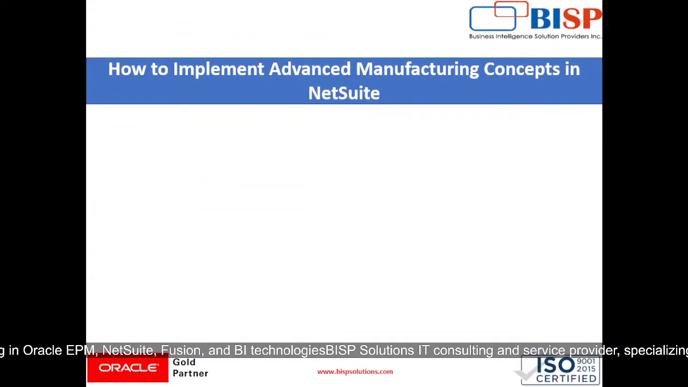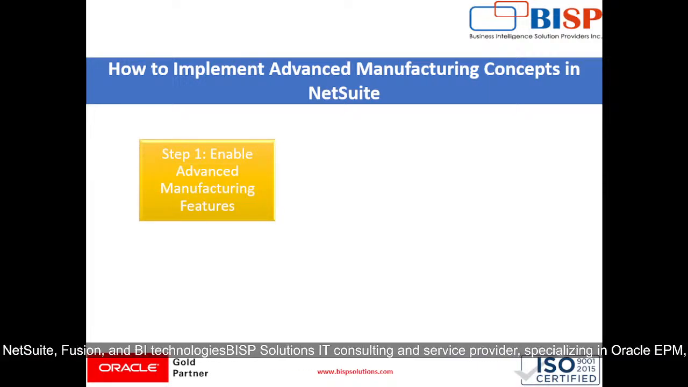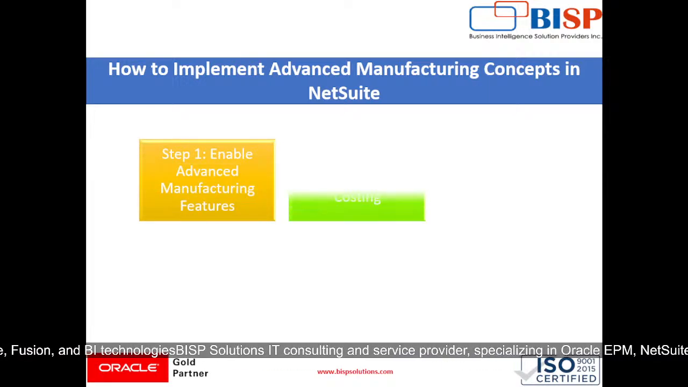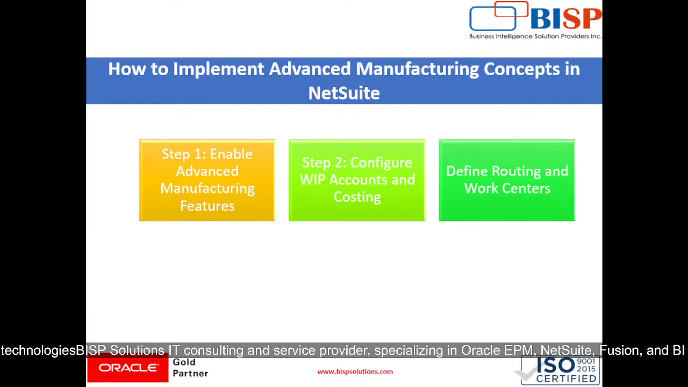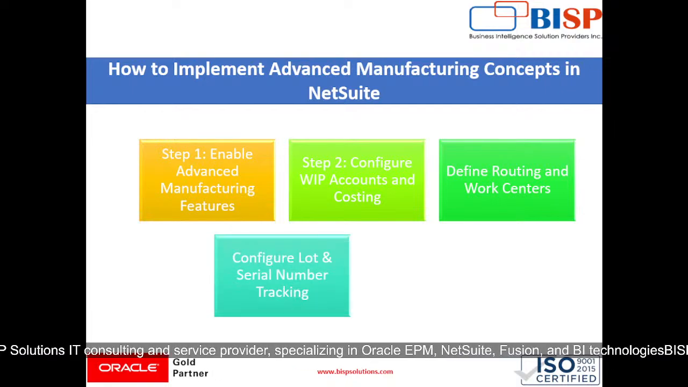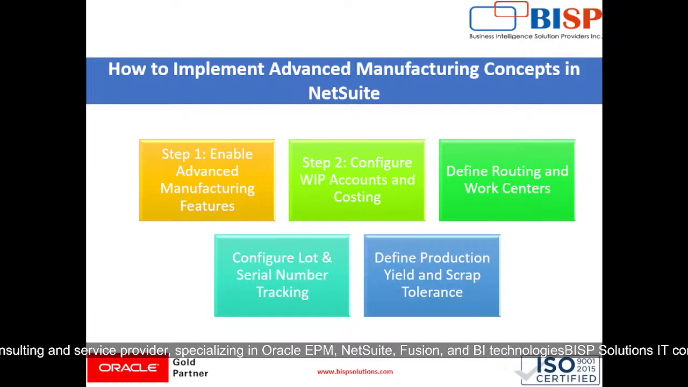So how to implement advanced manufacturing concepts in NetSuite? First we have to enable advanced manufacturing features in NetSuite. Then we have to configure WIP accounts and costing. Then we have to define routing and work centers. After that we have to configure lot and serial number tracking. Lastly, we have to define production yield and scrap tolerance.